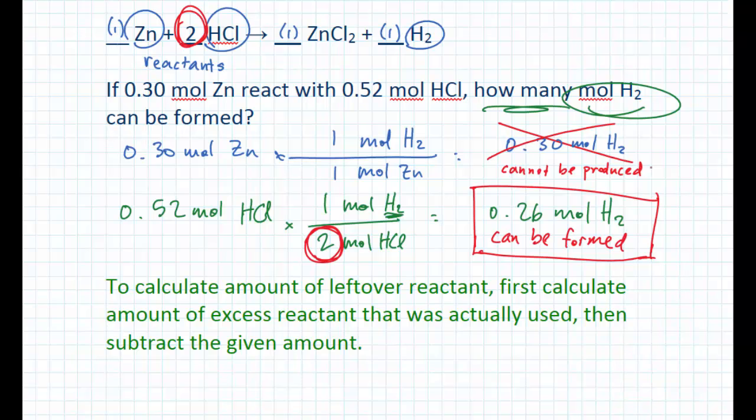All right. So it may be helpful for us at some point to calculate the amount of leftover reactant, because which reactant here is going to be left over? The zinc is going to be left over. Let's call that one excess. Let's call the HCl the limiting reactant.